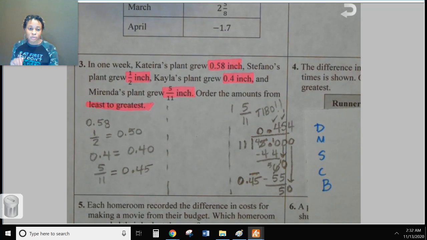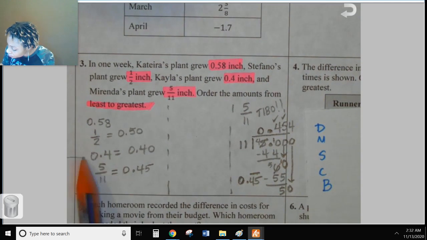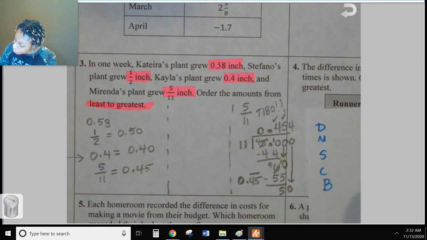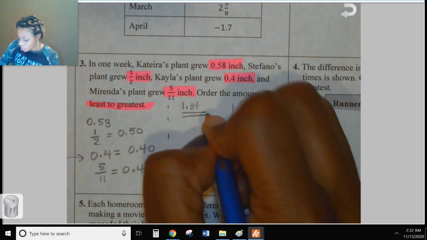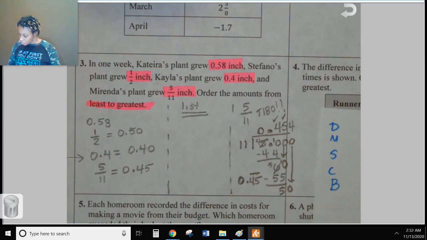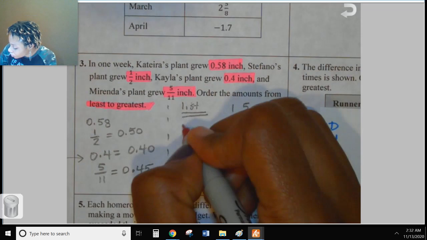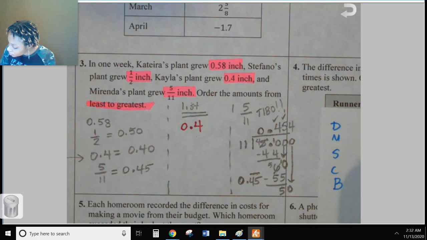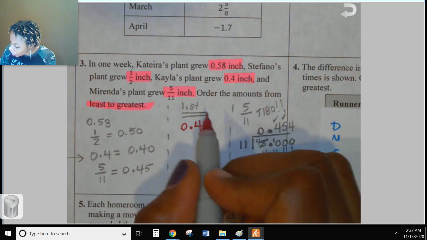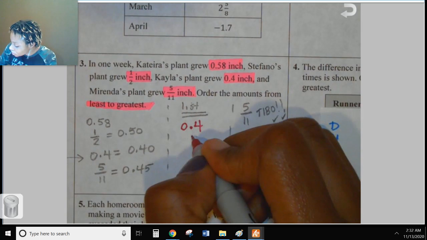So we want to put these numbers in order from least to greatest. So if we were putting them in order from least to greatest, my smallest would be here. So I'm going to list them here in this middle, and I'm going to change to some type of color. So my first would be Kayla's plant, which grew 4/10 of an inch. Then after Kayla's plant, I would have Marinda's plant, okay, which is 5/11.